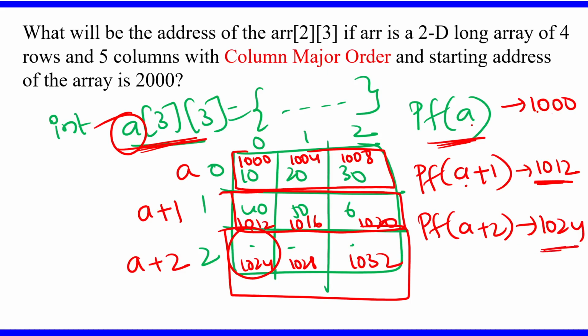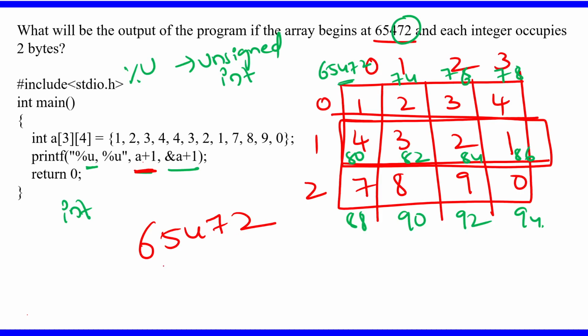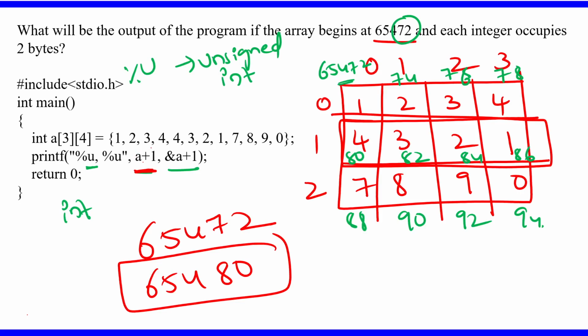This is the case with 2 dimension or 3 dimension, whatever dimension of the array. Okay, I hope you understood now. Now let's go back here. When I ask you a plus 1, what is the answer now? The base address is 65472. So a plus 1 means it is pointing to this record. So what is the starting address here? 65480 is the answer for this expression a plus 1.